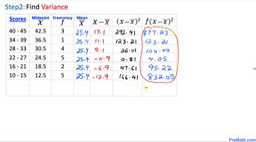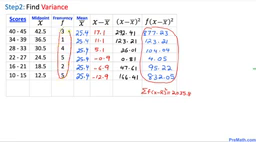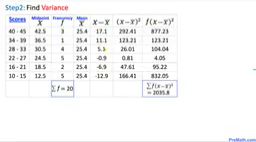So when we add them, we're going to use the sigma notation over here. This is going to be sigma of f times x minus x bar squared equals 2035.8. And likewise, we're going to be adding these frequency values as well. So we're going to say sigma of f equals 20. And here is our final product. I have just put down these numbers in a nicer way.